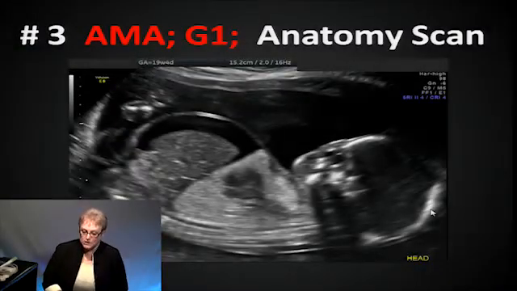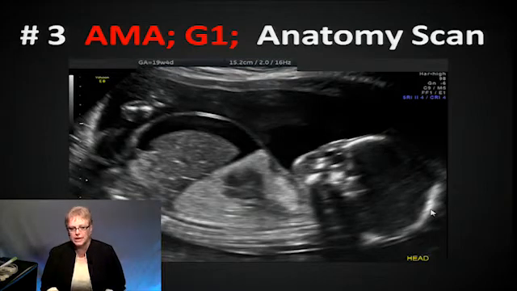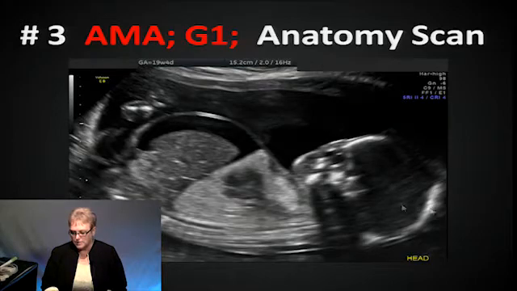Our third patient was AMA, so advanced maternal age, first pregnancy, and sent for an anatomy study. This is a sagittal view of the baby, looking at the top of the head to the back of the head, following the spine down to the area of the pelvis and the anterior abdominal wall. So you can see this is only 19 weeks, 4 days.